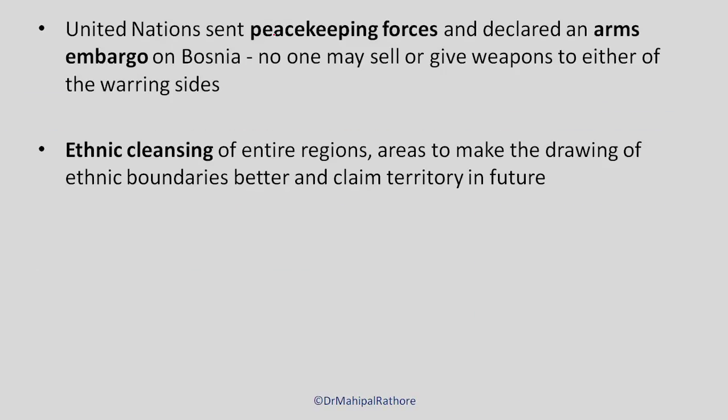The United Nations sent its peacekeeping forces, and they declared an arms embargo on Bosnia and Herzegovina in early 1992. In fact, this embargo was for the entire Yugoslavia. In 92 only, all these sanctions were put up. What do you mean by an arms embargo? No weapons manufacturer in the world can sell its weapons to the Serbian government, to the government of Bosnia, or to the Bosnian Serbs who are fighting the Bosniaks.